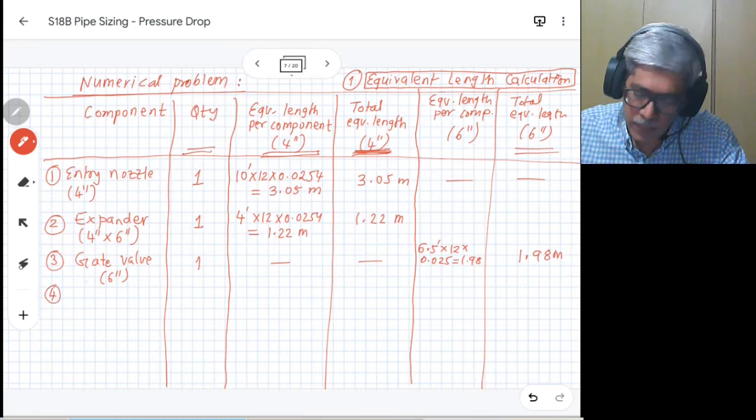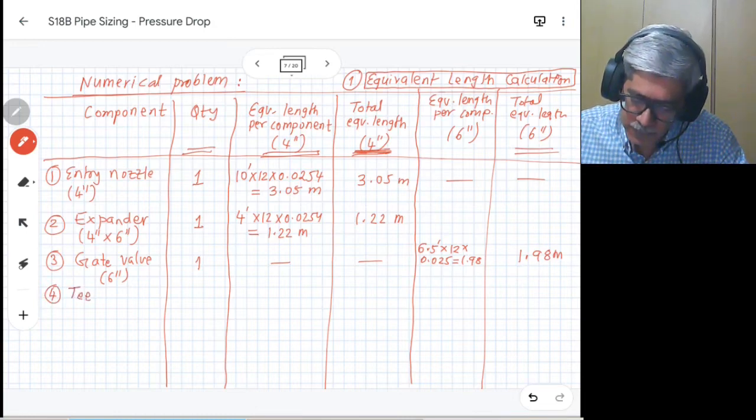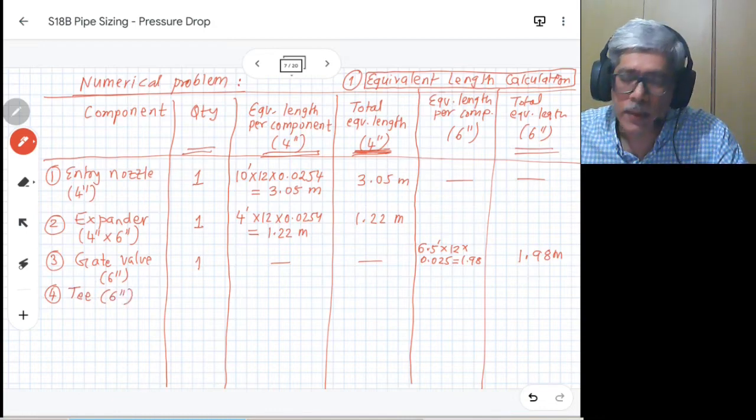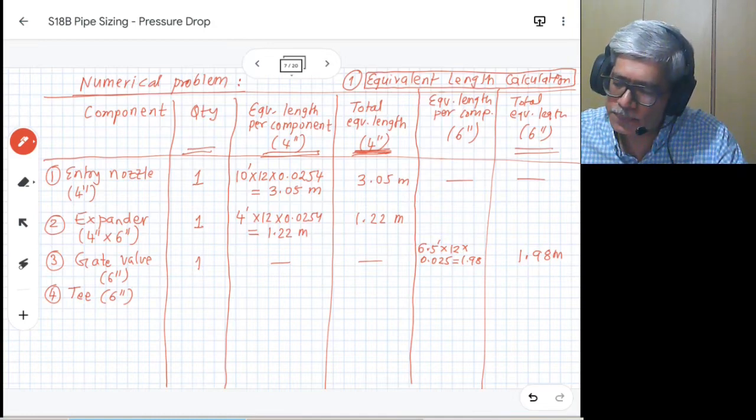The fourth item is a T, which is again of 6-inch size. So we'll have a look at the T. In the T we have to see whether it is going from main line to main line or main line to branch.